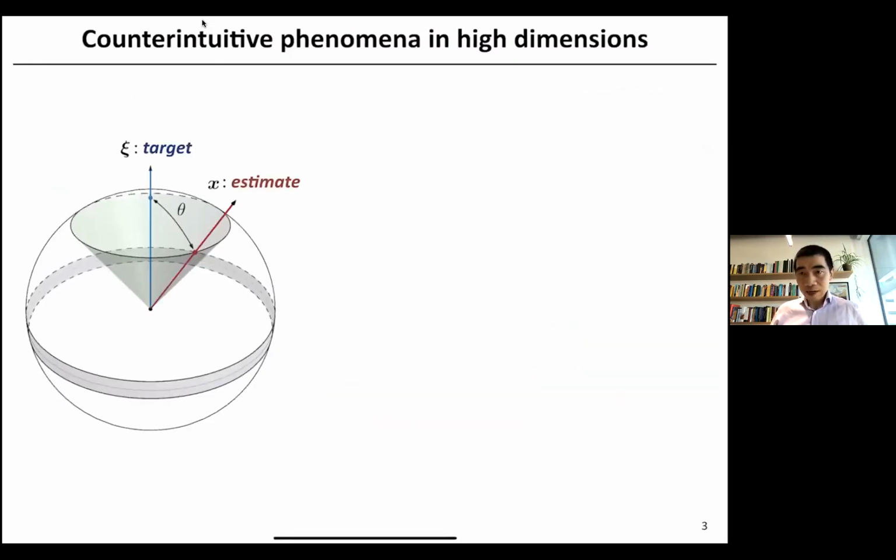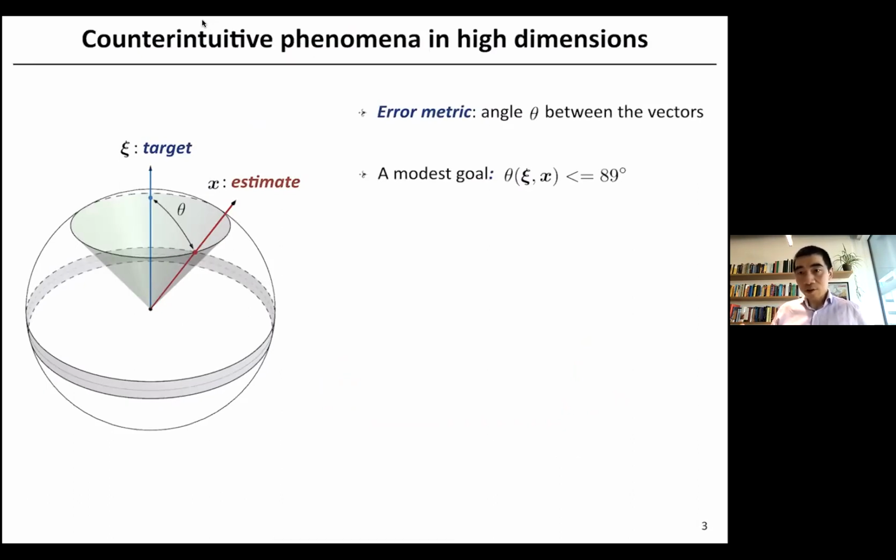Suppose we have a very simple task of estimating a vector psi. Without loss of generality, we can assume psi is pointing towards the North Pole, and x is our estimate. And then we're going to measure the quality of this estimation by the angle theta between the two vectors. Suppose we have a very modest goal. Our goal is just to have an estimate such that the angle is less than 89 degrees. This looks like a very, very simple task. So simple that we feel we can just do a random draw of an estimate from a sphere. We should be able to do a reasonable job.